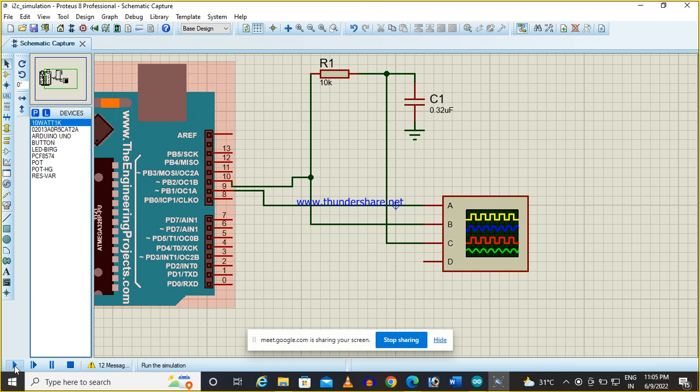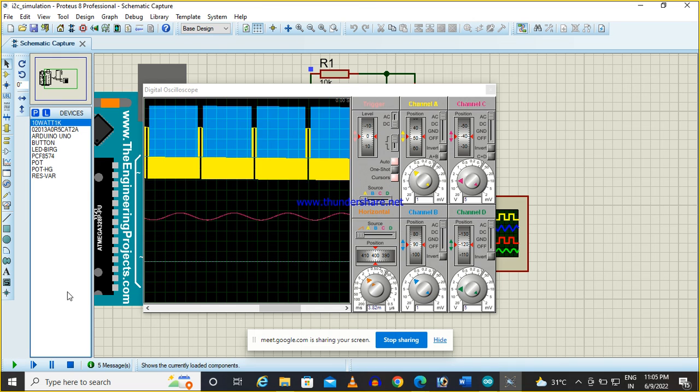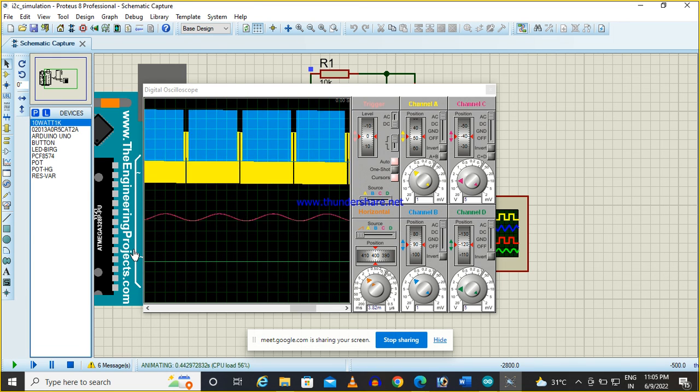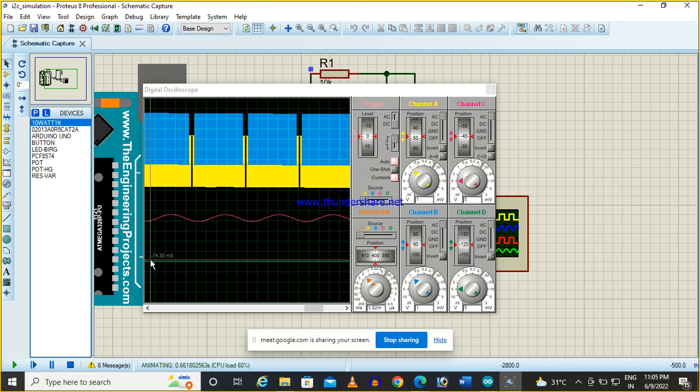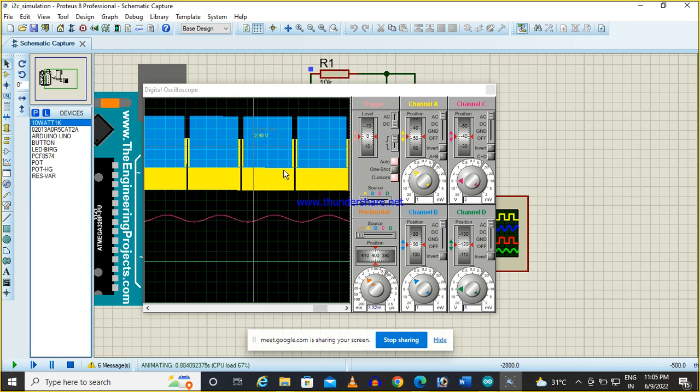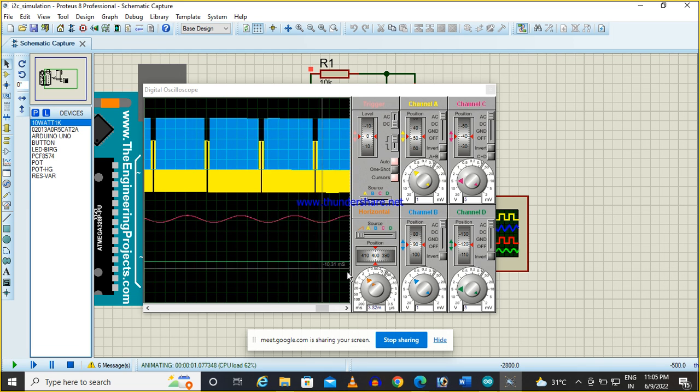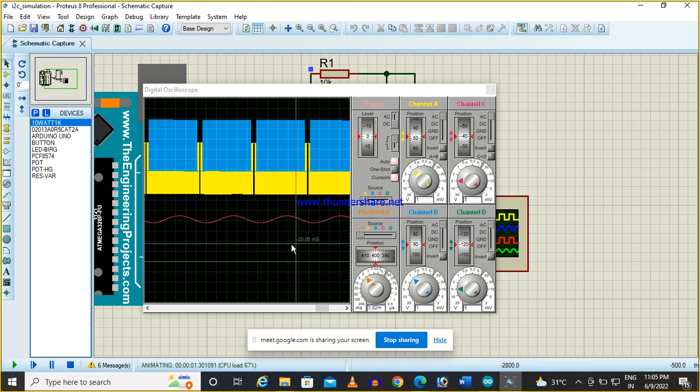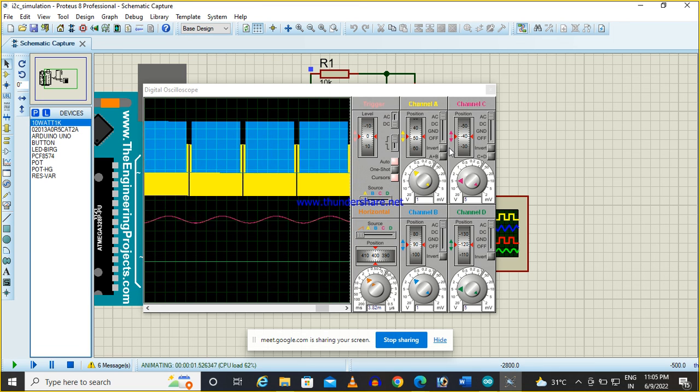So you see, channel B is basically which color? Channel B is that blue color. So this blue color pulse is basically filtered.